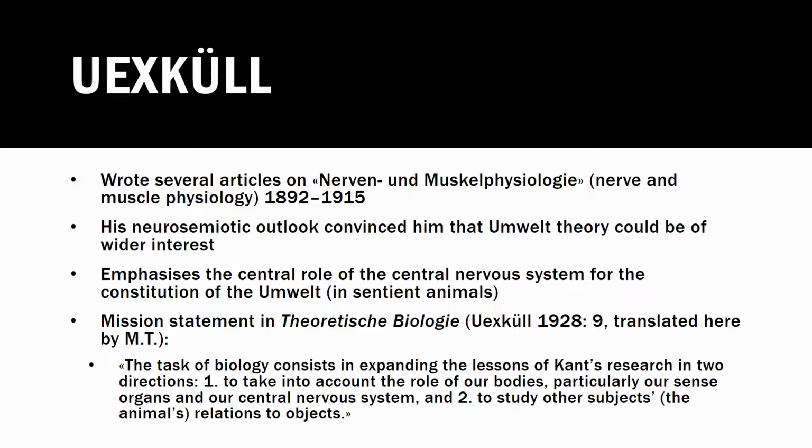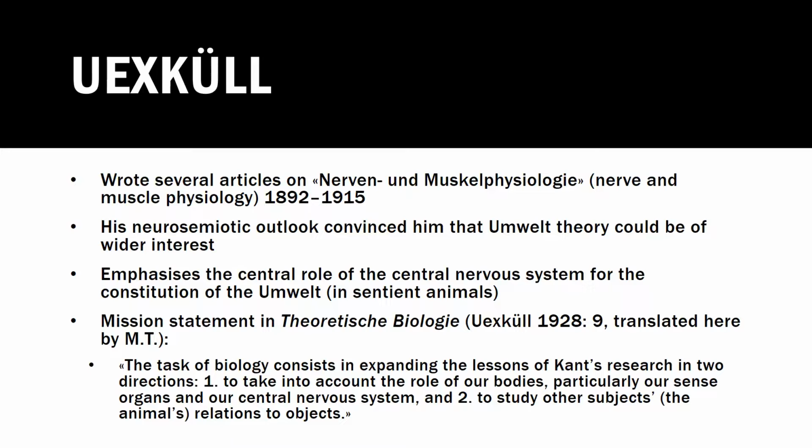So he made some realizations during this early work, which convinced him that Umwelt theory was needed and something he could develop. And we see in the Umwelt theory that Uexküll emphasizes the central role of the central nervous system for the constitution of the Umwelt. And that's easy to recognize also in depictions of the functional cycle.